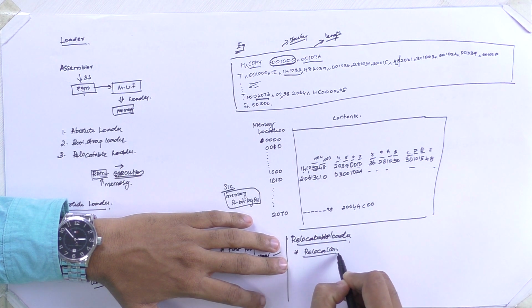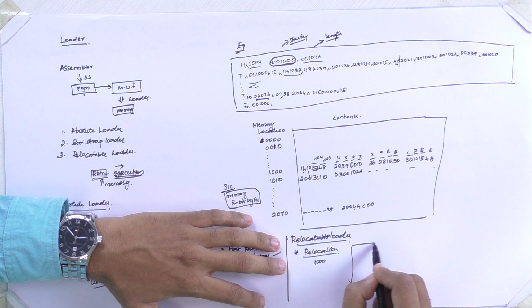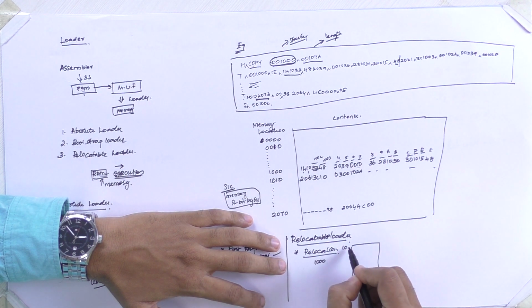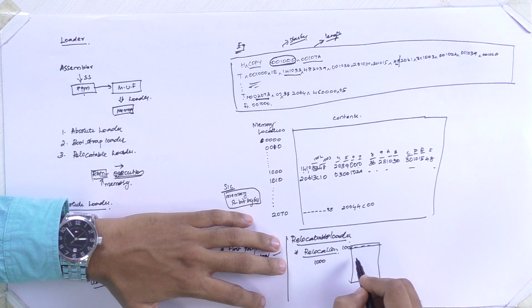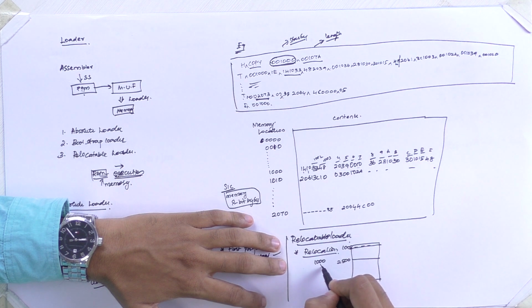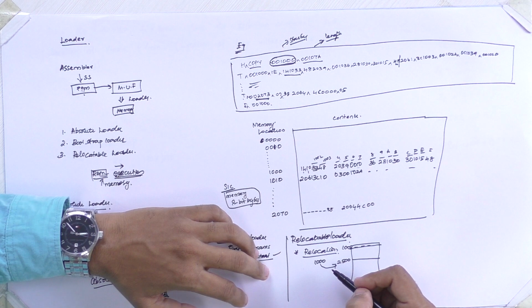So what is relocation? If I have specified a memory starting address of 1000 and memory 1000 is preoccupied by some other program, I cannot run the program. So suppose memory location 2500 is free, I have to relocate my program from 1000 to 2500, and this concept is called relocation.